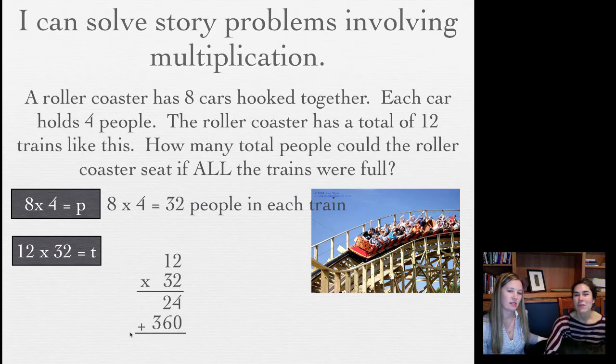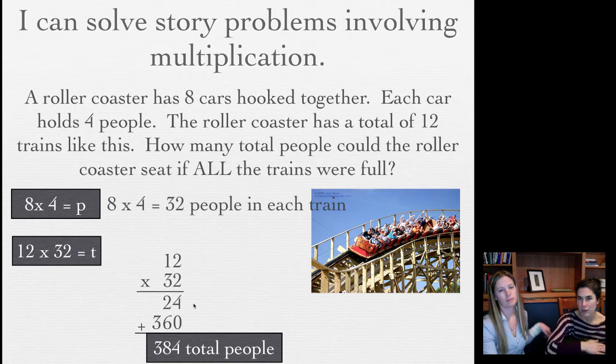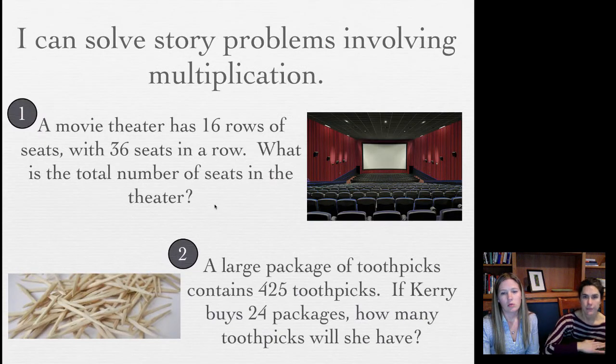Now, of course, you're going to add these two together, so you should have ended up with 384 and, of course, a label. Total people can ride on the full roller coaster. All right, now you get to try 2 on your own.